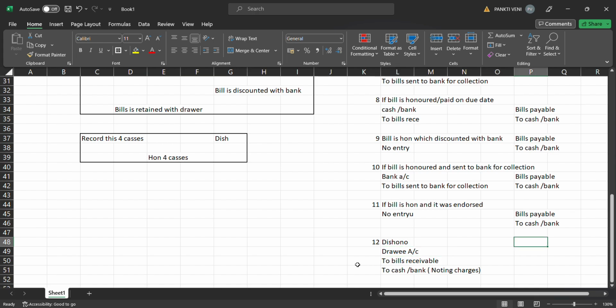And in case of the drawee, it will be bills payable account. No, sorry, I'm paying noting charges. So debit all expenses and losses. Noting charges account debit to drawer's account. Okay. Bills payable account debit. Noting charges account debit to drawer's account.